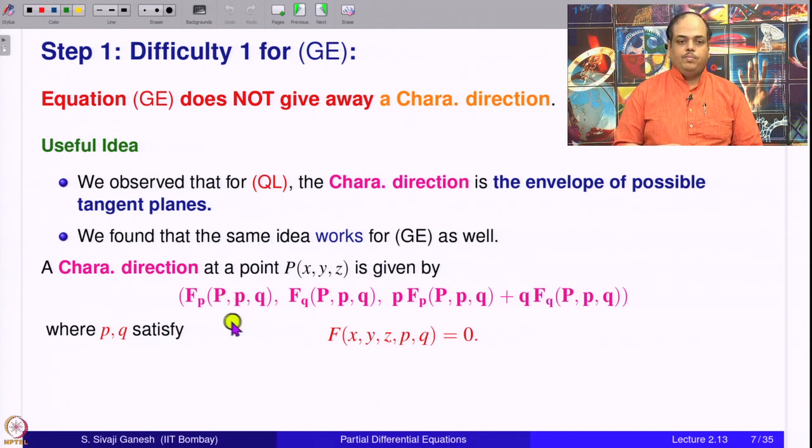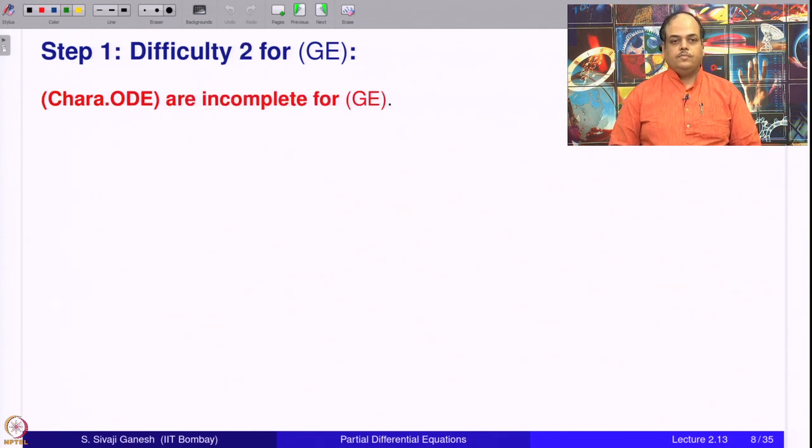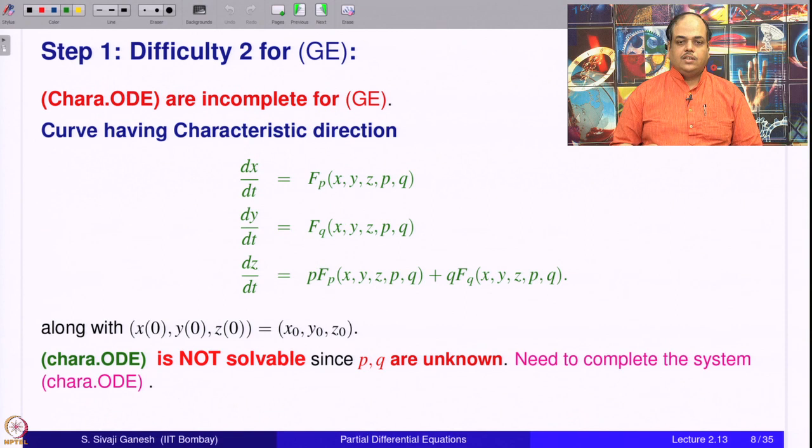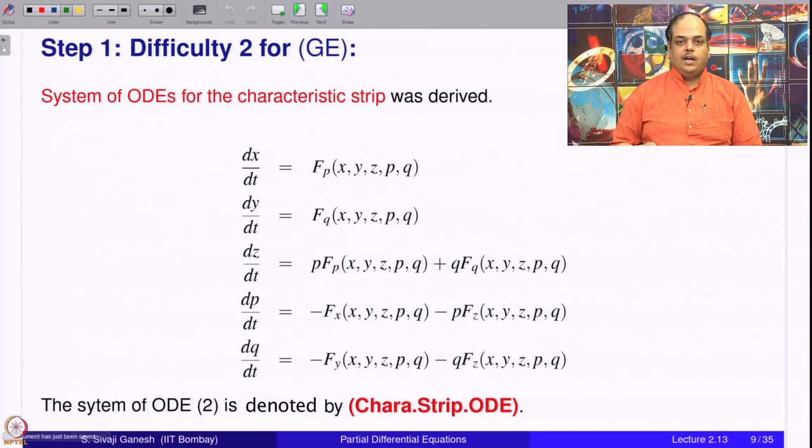The argument has to be a 5-tuple (x, y, z, p, q); capital P stands for (x, y, z), and small p and small q are such that capital F of this is 0. The characteristic ODE system is incomplete for the general nonlinear equation, because when we try to find a curve which has a characteristic direction, it has to satisfy this set of ODEs, namely the Charpit ODEs, but here p and q appear, which themselves are unknown. So, this is not solvable, and we need to supplement the system with another 2 equations, one for p and one for q. It has been achieved, and that was called the characteristic strip ODE, where the dp/dt and dq/dt equations have been added.